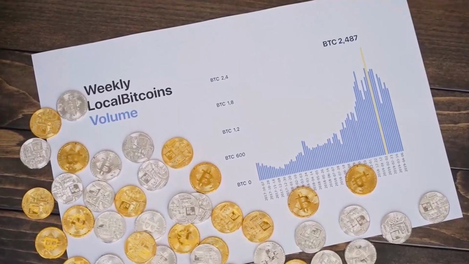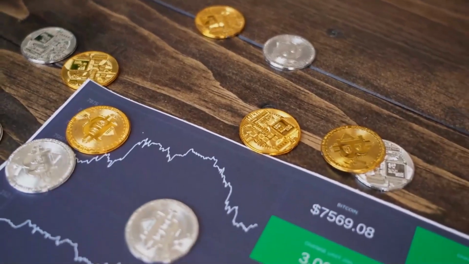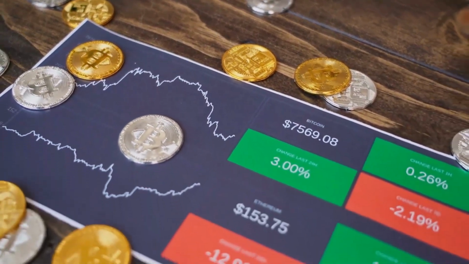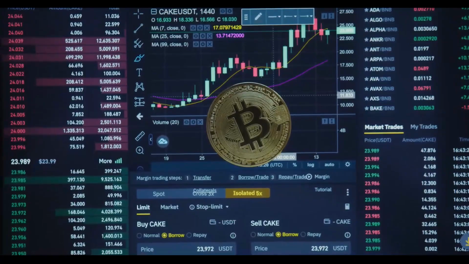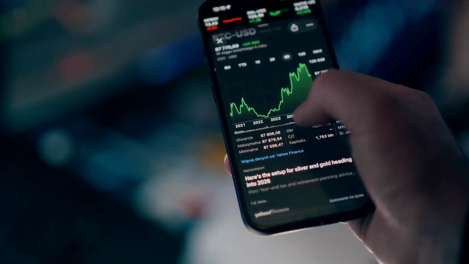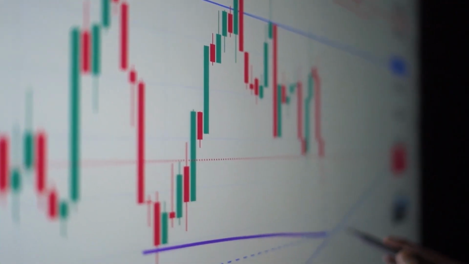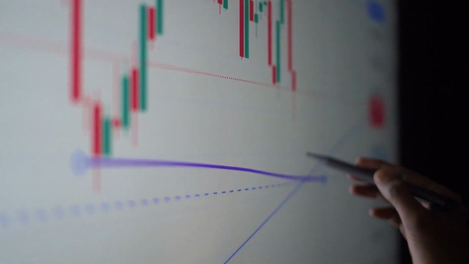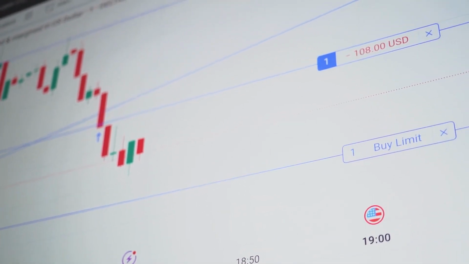Volume is the number of coins traded in a given period. It's usually shown as bars at the bottom of the chart. Here's why it matters. A price can move on low volume or high volume. If Bitcoin jumps 10% on massive volume, that's real momentum. A lot of people are buying. If Bitcoin jumps 10% on almost no volume, that's weak. It could reverse instantly. Volume confirms whether a price move is real or noise.